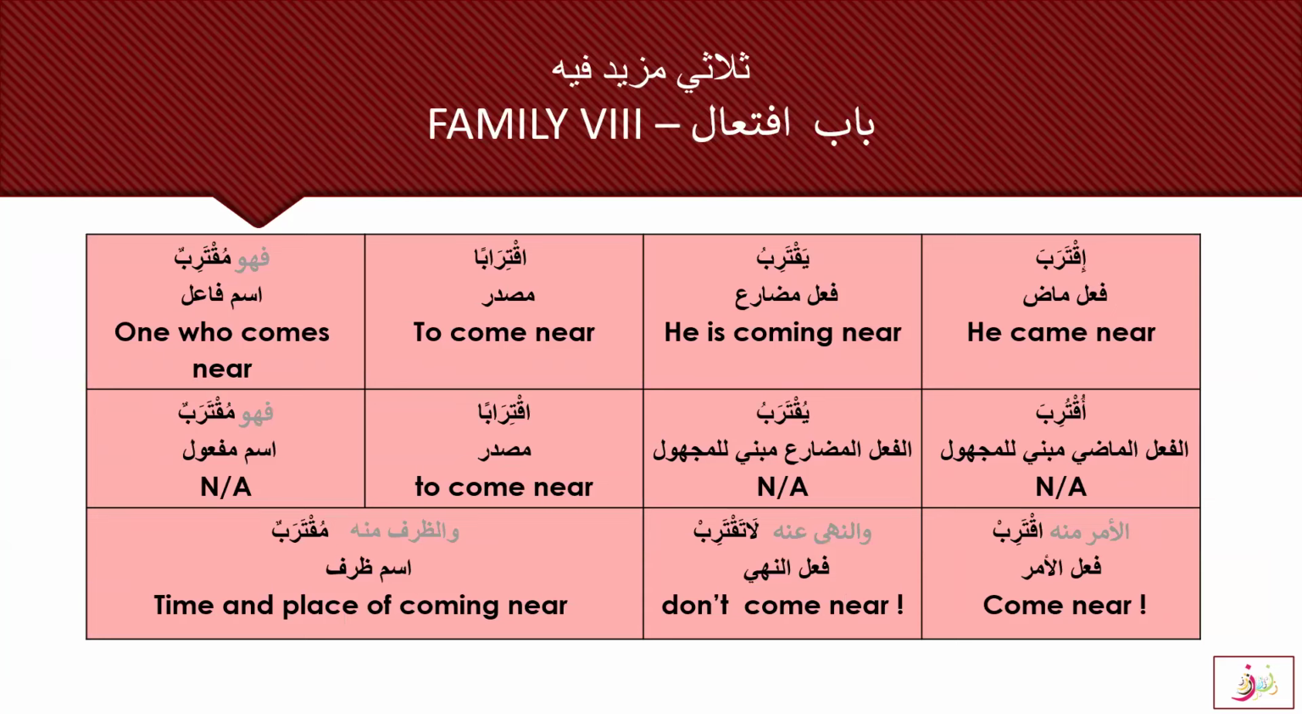Here, family 8, Ifti'al. Mostly a word like iqtaraba is not usually used in the passive, but this family has a passive form. There are some words which are not applicable, but mostly the words which do belong to this family have the meaning for fi'l madi mabni lilmajhul and fi'l mudari mabni lilmajhul. So you can use this. It has a passive form. Iqtaraba yaqtaribu iqtiraban fahuwa muqtaribun. Al-amru minhu iqtarib, wannahyu anhu la taqtarib, wazarf minhu muqtarab.